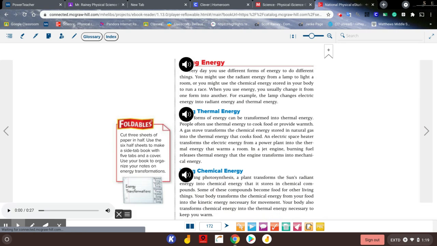Using energy. Every day you use different forms of energy to do different things. You might use the radiant energy from a lamp to light a room, or you might use the chemical energy stored in your body to run a race. When you use energy, you usually change it from one form into another. For example, the lamp changes electric energy into radiant energy and thermal energy.